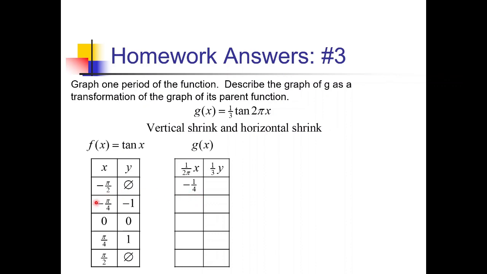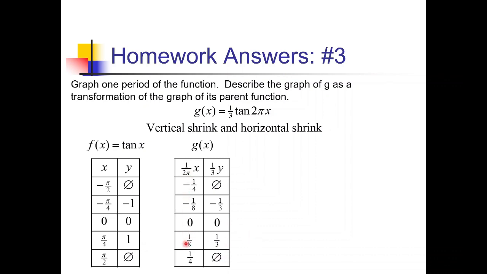And now down here, negative pi over 4 is going to turn into a negative 1/8. If I multiply that by 1 over 2 pi, 0 is still going to be 0. Pi over 4 becomes 1/8, positive, and then pi over 2 is now going to be a positive 1 over 4. For the 1/3 times y's, undefined is still undefined. Negative 1 is now negative 1/3. 0 is 0. 1 is 1/3. And we've got this undefined still being undefined.